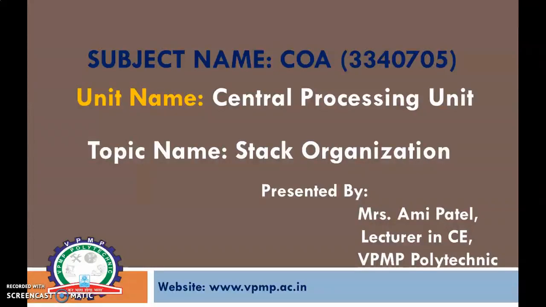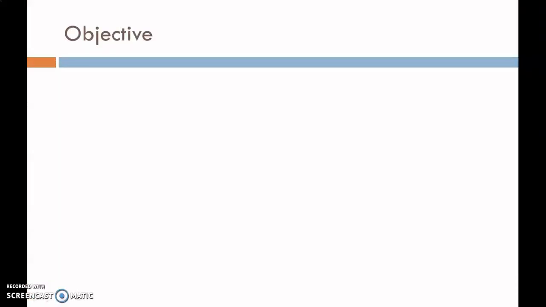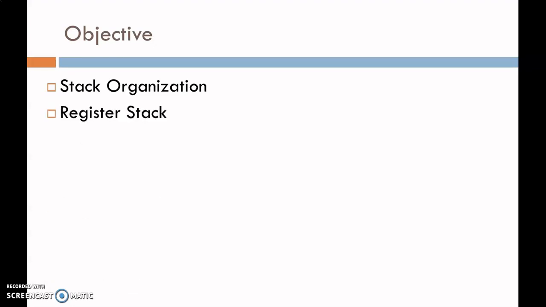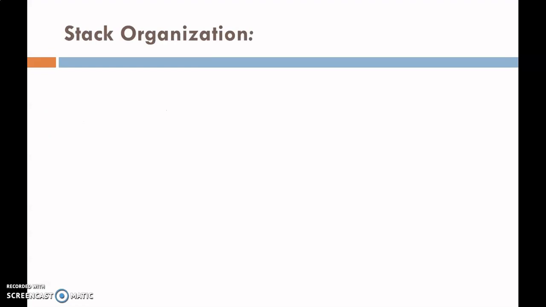Today's topic is stack organization, which is a part of unit number 3, Central Processing Unit. Objective: in this video lecture, first of all, we will discuss stack organization, which is used to store data. There are two types of stack organization. First is register stack and second is memory stack. Now let's start our session with the first topic, stack organization.